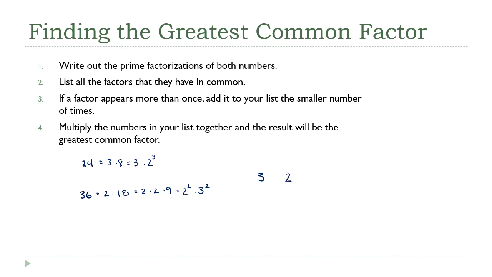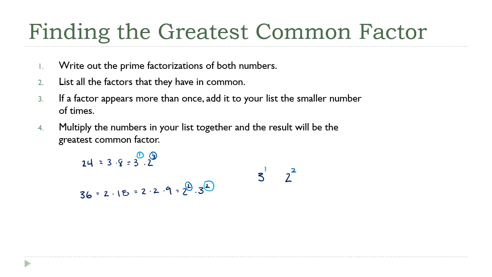Step 3, if a factor appears more than once, add it to your list the smallest number of times. We can get those from the exponents. Right? Looking at the 2's, the smallest exponent is a 2. And looking at 3, the smallest exponent is coming from this 3 here. There's kind of an implicit 1 right there. So I'm going to put a 1 here with the 3.